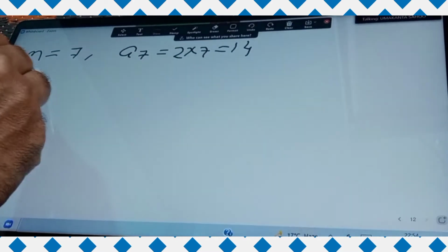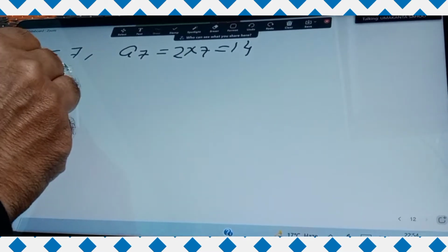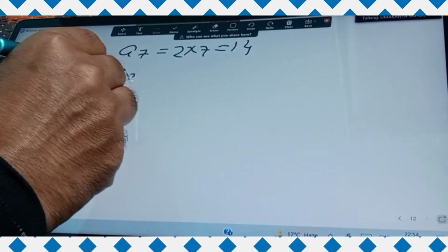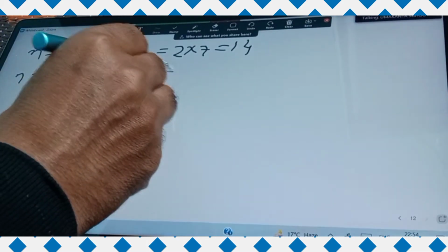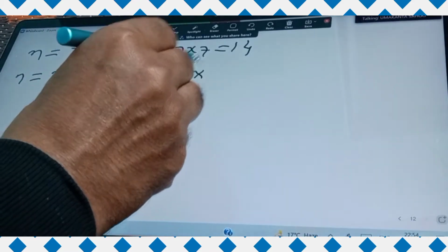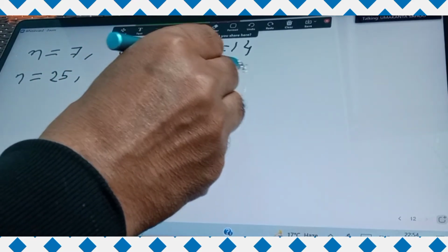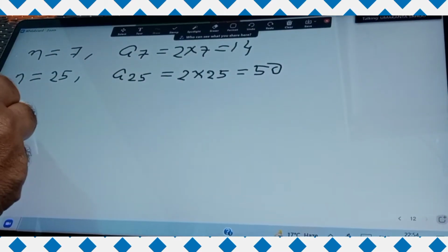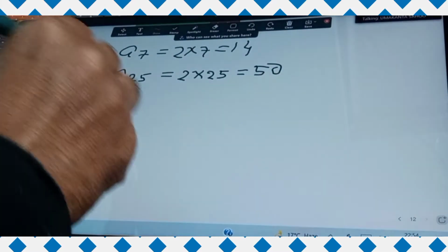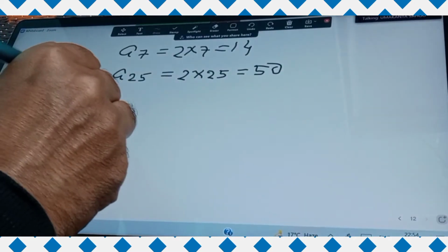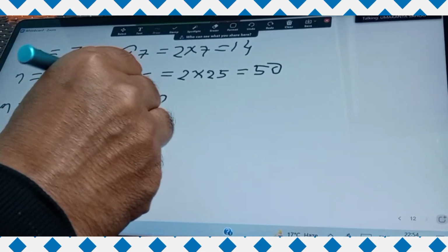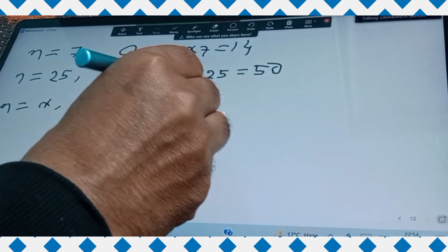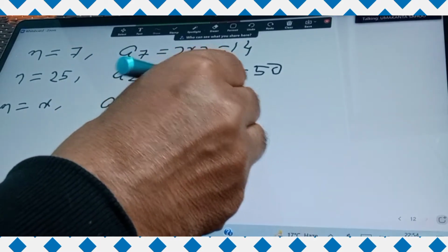Similarly, when n is equal to 25, we shall get the 25th term, a25, which is 2 into 25, which is 50. Similarly, when n is equal to x, we shall get the x-th term, ax, which is 2 into x. So we are getting a general formula.